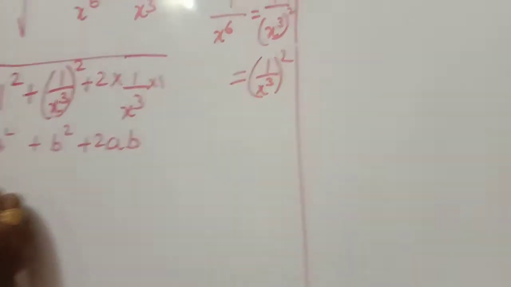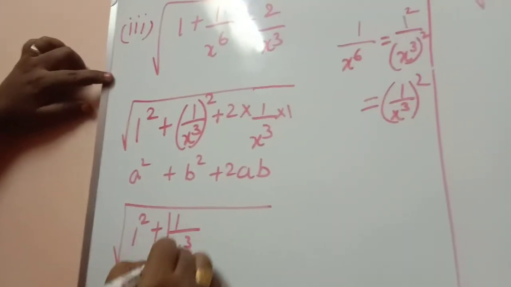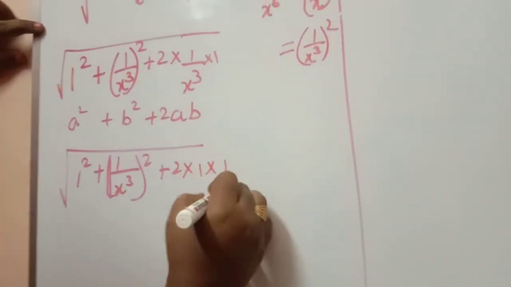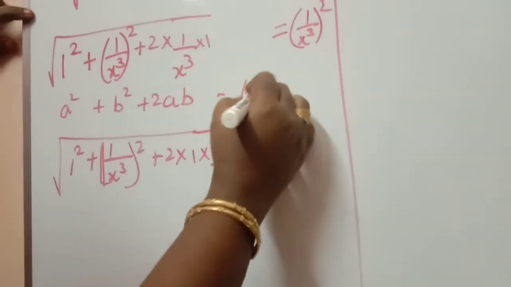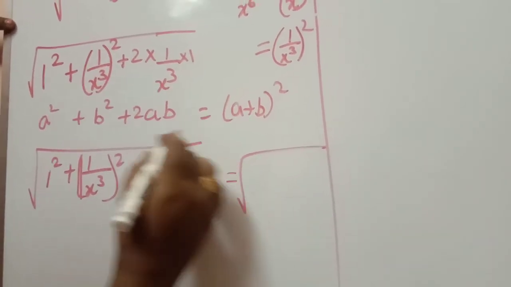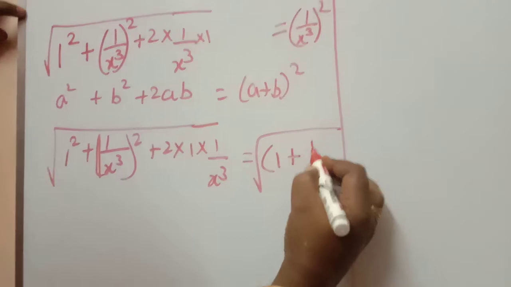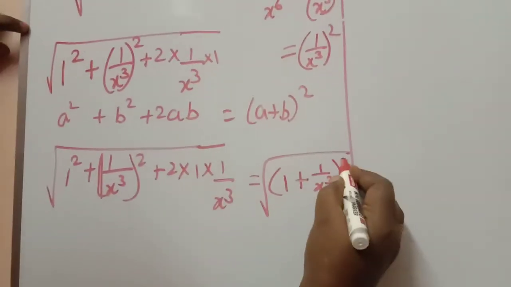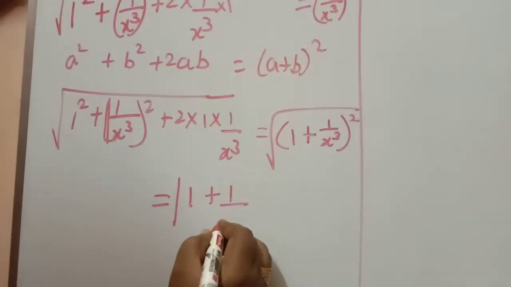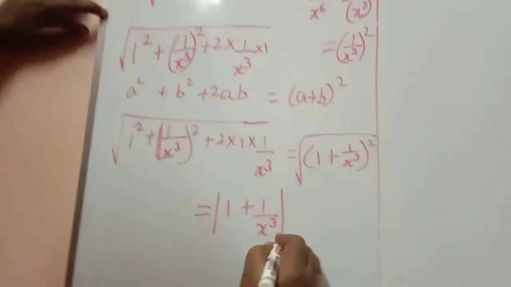So this we can write it as root of 1 square plus 1 by x cube the whole square plus 2 into 1 by x cube. Actually this is a plus b the whole square. So this we can write it as root of, what is a here? 1 plus b, 1 by x cube, the whole square. So it is equal to modulus of 1 plus 1 by x cube.